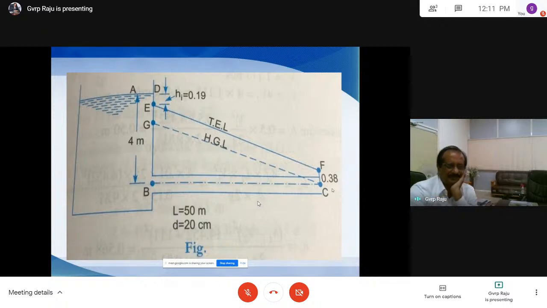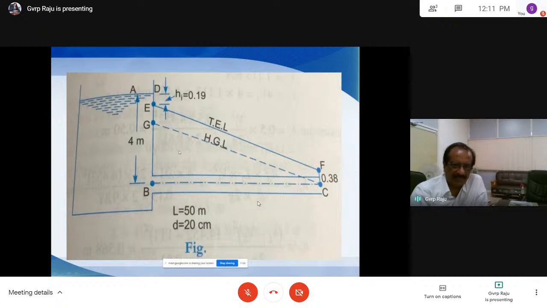This is the hydraulic gradient line. For drawing the hydraulic gradient line, select some points along the center line of the pipe. Let us say this is point 1, install a piezometer here, point 2, install a piezometer here, and point 3, install a piezometer here. You can consider this the datum line. It is a horizontal line, so that Z1 is equal to Z2 is equal to Z3. So all the datum heads are the same here.